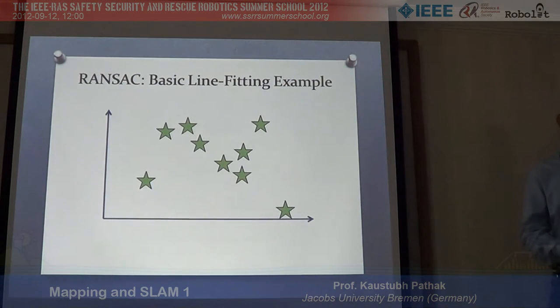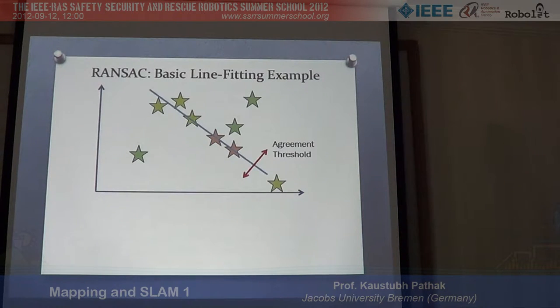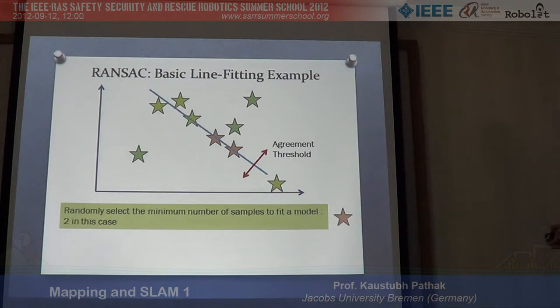So the basic idea of RANSAC can be explained by simple line fitting. If you have several points here and you would like to fit the best line, you immediately see visually that these points form a line, whereas these points are outliers. So what RANSAC does is, in step one, it randomly selects the minimum number of samples to fit a model. In this case, it is two, because using two points, you can fit a line. And so using these two red points, which were selected randomly, you fit a line through them.